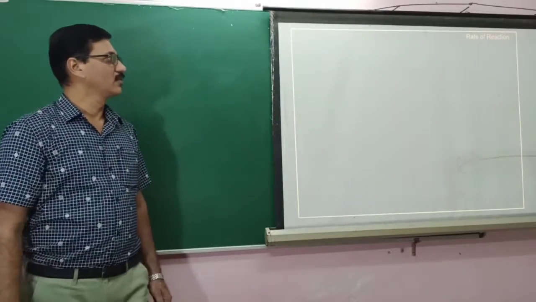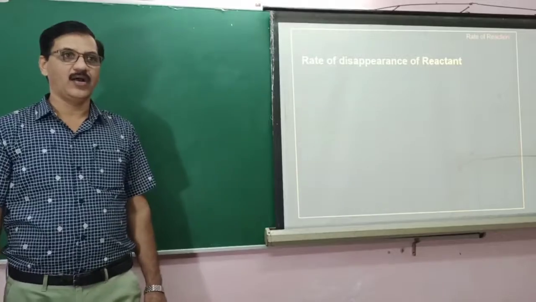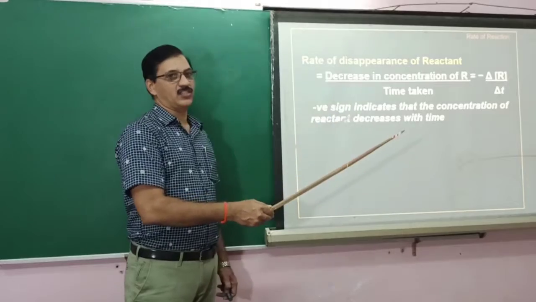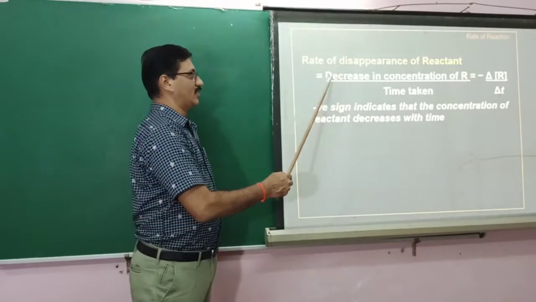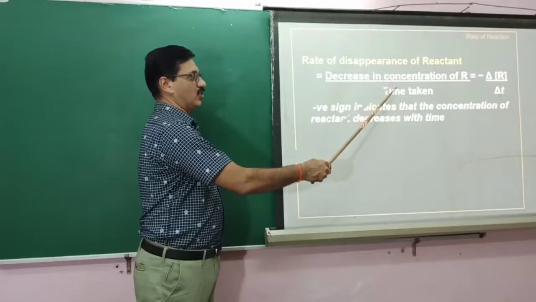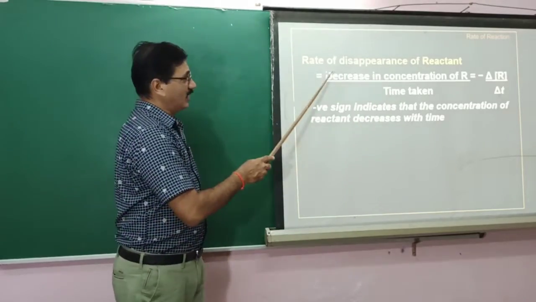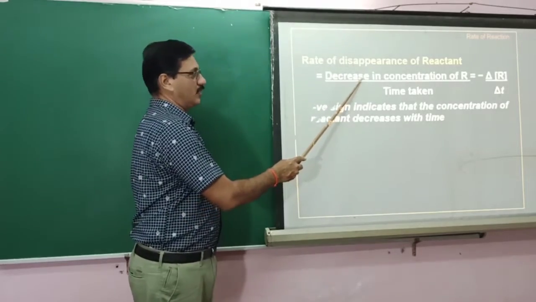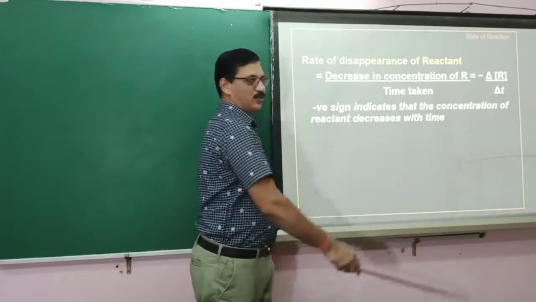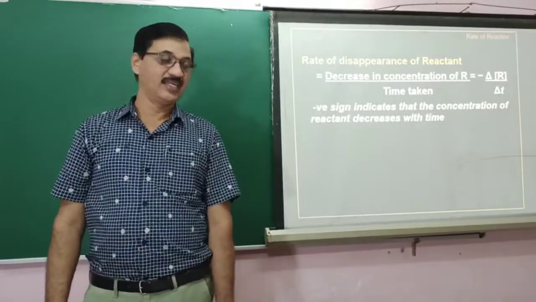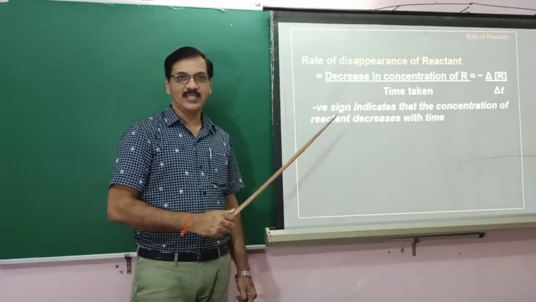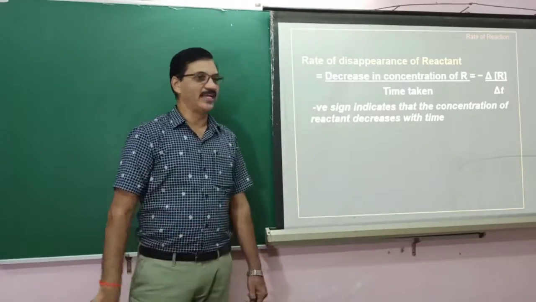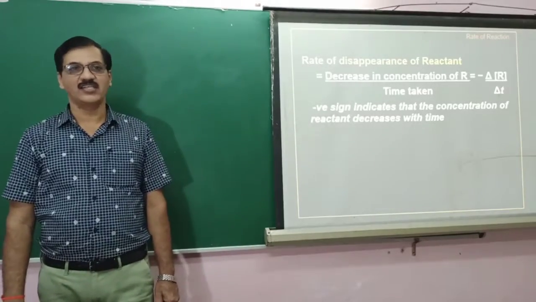Now, suppose you have the rate of disappearance of reactant. If you want to write it in this way, it can be written as the decrease in the concentration of R by time taken. Because a decrease is there in the concentration, we can give the negative sign. It is another way of interpretation. The decrease in the concentration of R is minus delta R by delta T. So the negative sign indicates the concentration of that reactant is decreasing.